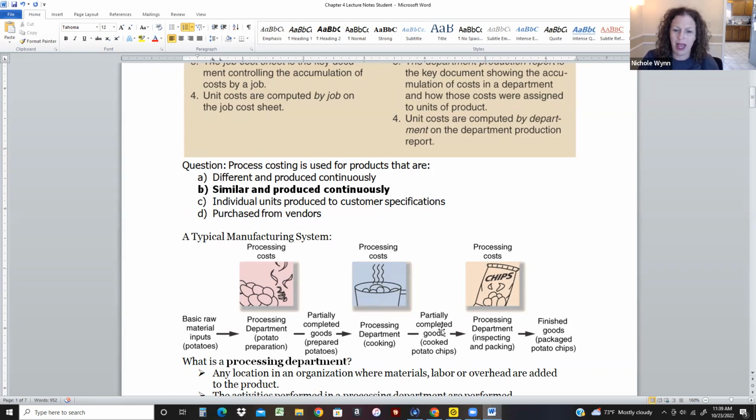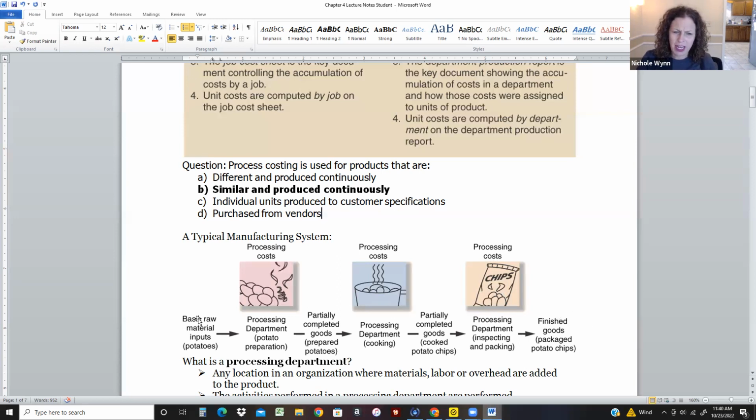So again, then we have some partially completed units. The potato chips are not done yet. Because in the next department, we might decide to season them. And so now they're all cooked. So maybe some of them will become salt and vinegar chips, and some will become cheddar and sour cream, and some will become whatever else, original or whatever. And then we're going to go ahead and put them in packages. And then we have finished goods.